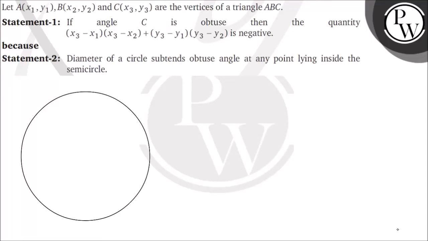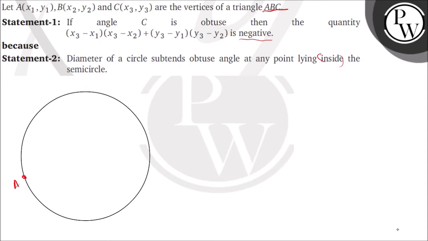Let A(x1, y1), B(x2, y2) and C(x3, y3) be the vertices of a triangle ABC. Statement 1 says if angle C is obtuse, then the quantity (x3 minus x1)(x3 minus x2) plus (y3 minus y1)(y3 minus y2) is negative. And statement 2 says the diameter of a circle subtends an obtuse angle at any point lying inside the circle, inside the semicircle. So let's take a diameter over here.